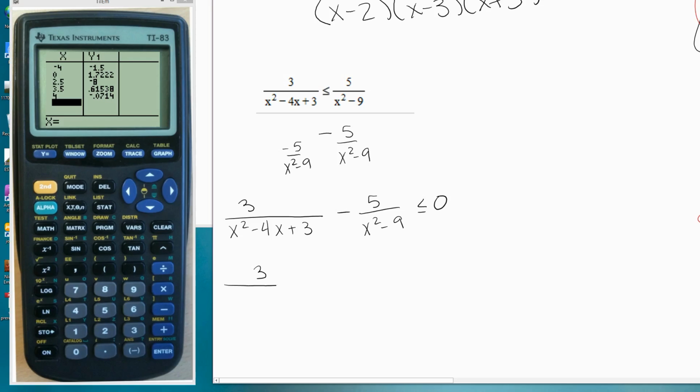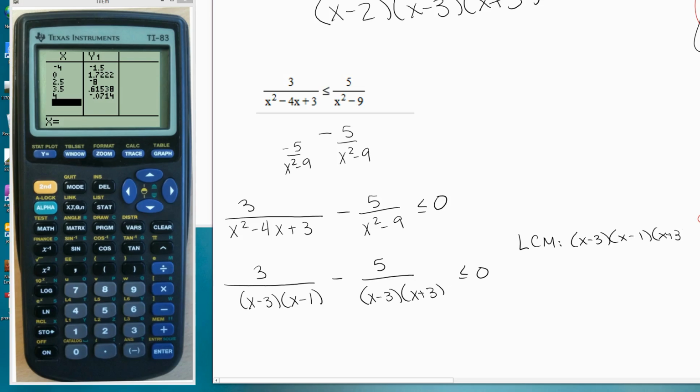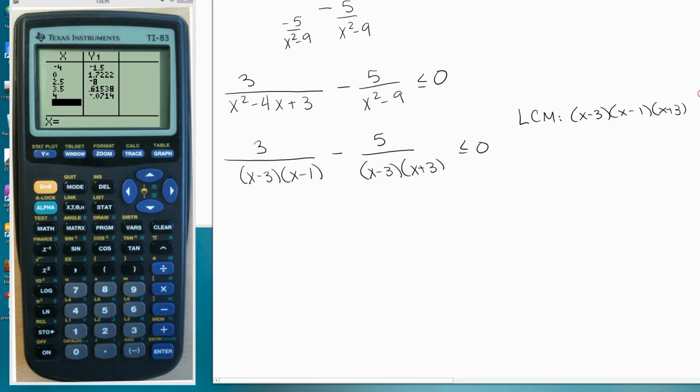Next I'm going to factor both the denominators, so this will be x minus 3, x minus 1, minus 5 over x minus 3, x plus 3. Okay, so our LCM, I'm going to need an x minus 3, an x minus 1, and then an x plus 3. So that's what our common denominator is going to be. That common denominator will be your LCM.